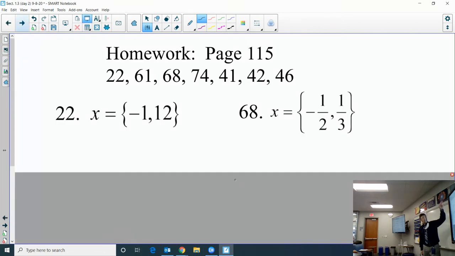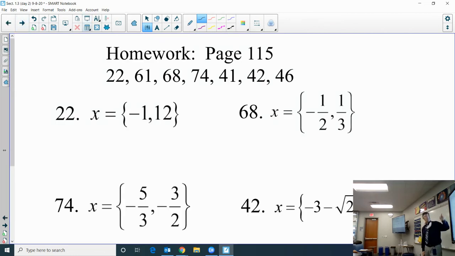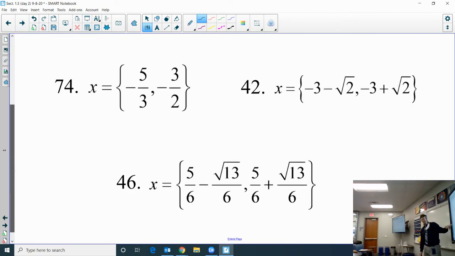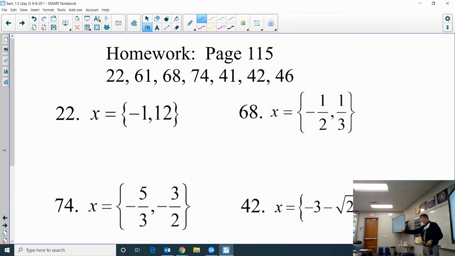All right, on your homework. You did not have to do 46, but you might want to copy down the answer to 46 because you'll have to do that tonight. I'll move it down here in a second. For the first problem, the one that we just did.